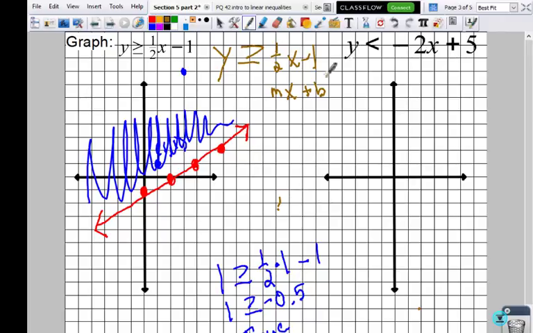Alright, so we're going to graph y is less than negative 2x plus 5. So, first thing I need to do is put a dot at b. Sophia, what's my b on this problem? Yep, so I'm going to go 1, 2, 3, 4, 5. Put my dot there.